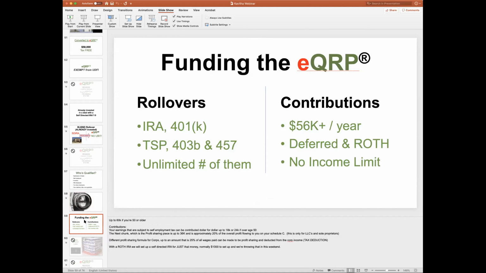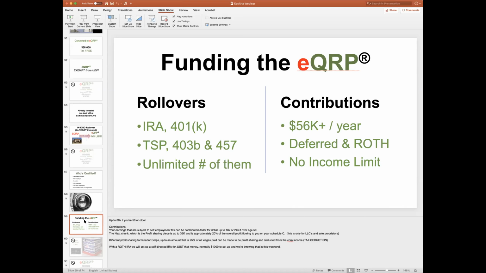Let's see, getting money into the eQRP: pretty much any type of retirement account you have, IRAs, 401ks, the thrift savings plan if you're a federal government employee, public employees, firefighters, teachers, police officers, all of that can be rolled over. And there's an unlimited number of them. If you have 5 different previous employers, you can roll that over. The only things you can't really roll over are a Roth IRA or an inherited IRA. And it's iffy if you still work somewhere, whether or not you can roll that stuff over until you leave. When you leave, you can 100% roll it. While you're still working somewhere, it's case by case.